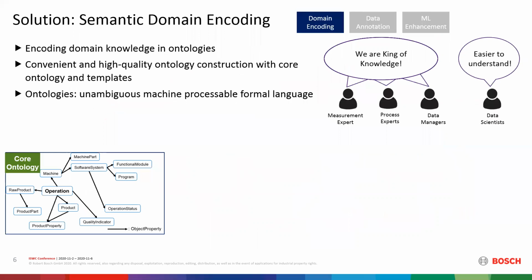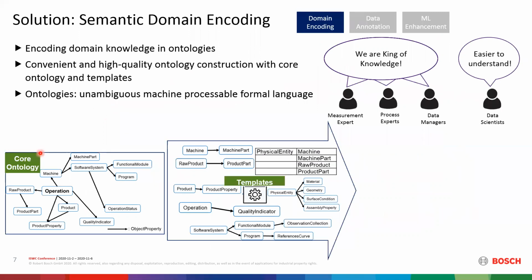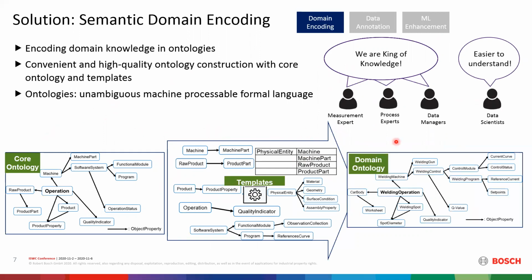Let us start with the first part of the solution, domain encoding, where the domain experts use the core ontology and templates. Templates are fragments of knowledge. Based on these two ontologies, the domain experts can construct the domain ontologies very conveniently, and the quality is guaranteed by the core ontology and templates. Since ontologies are unambiguous machine processable formal language, they are easier to understand for data scientists than the complex process descriptions.